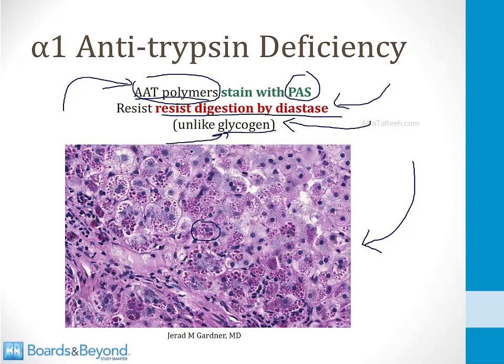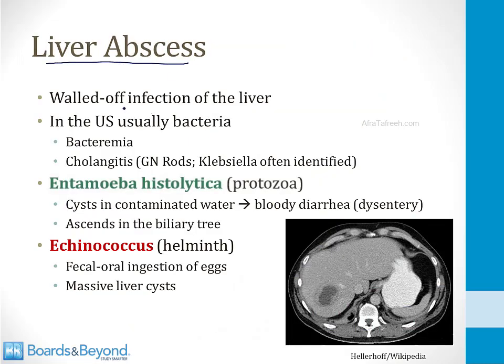A liver abscess is a walled-off area of infection inside the liver. If you look at this CAT scan at the bottom right side of the screen here, you can see a liver abscess on the left side of the picture. In industrialized countries like the United States, this is almost always caused by bacteria, and there are two ways bacteria can get to the liver and form an abscess. The first way is via bacteremia. So if you have bacteria in your bloodstream for any reason, those bacteria can travel to the liver and potentially form an abscess.